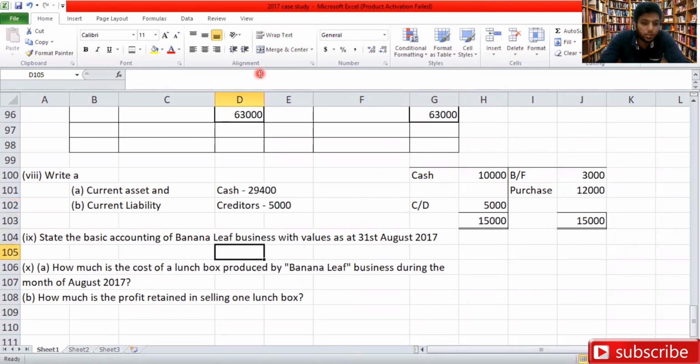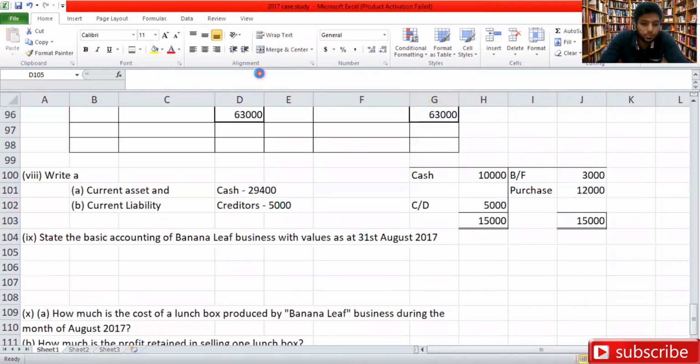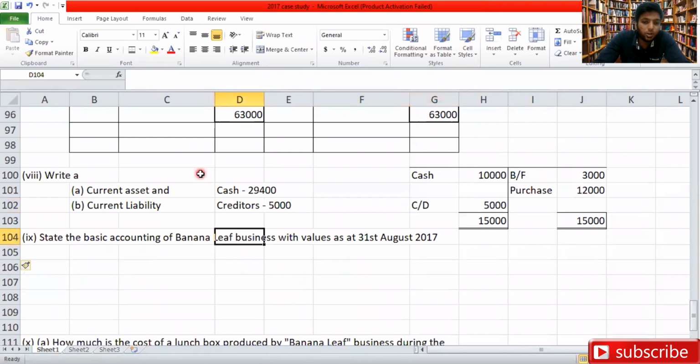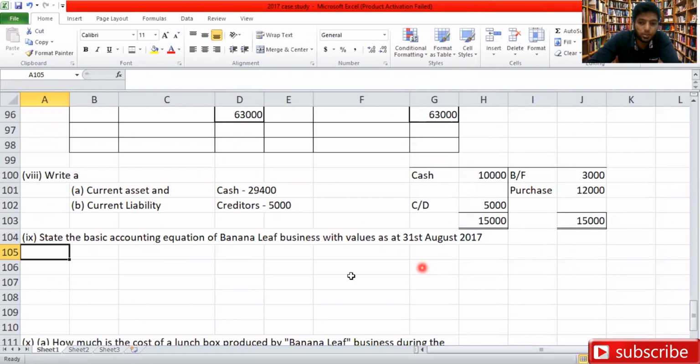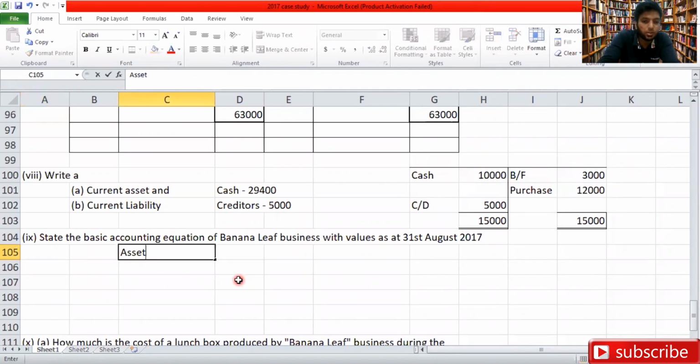Move on to the ninth sum. State the basic accounting equation of banana leaf business with values as at 31st August 2007. So we have the same thing which we have found on top. We are going to do the same thing. Asset is equal to capital plus liabilities. Okay, liabilities a bit far away.